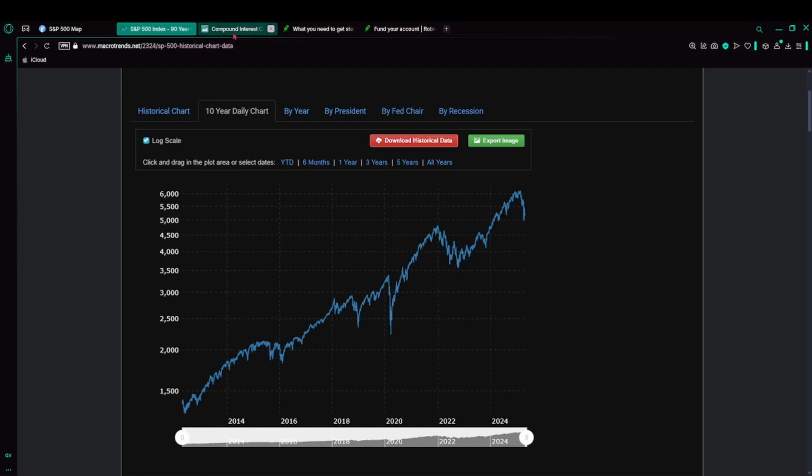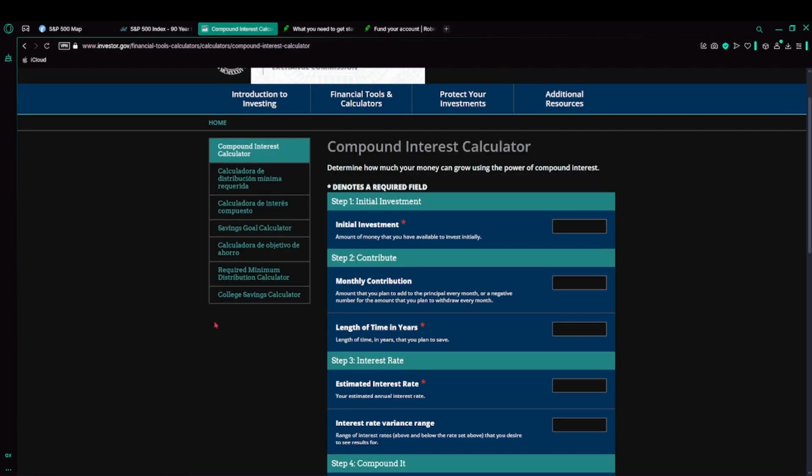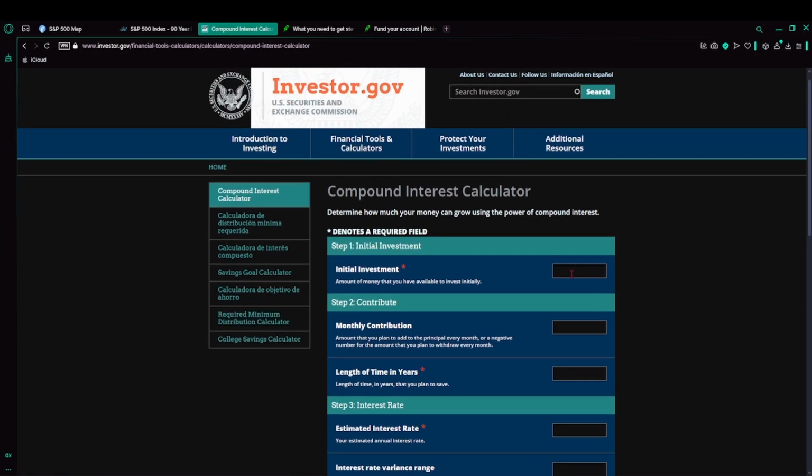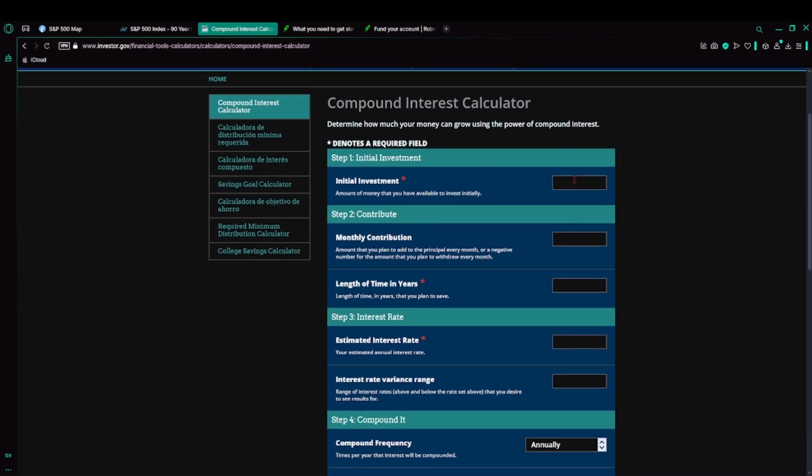And this is a resource too that I learned in school that I started using, investor.gov. It's a pretty good compound interest calculator if you don't have one and if you don't know how to use one. So let's say we start investing today $50, and we don't even put a monthly contribution. Let's say you put $50 today and you didn't put extra in it. Let's just put $0 and length of time in years. Let's say we put that $50 in to compound.